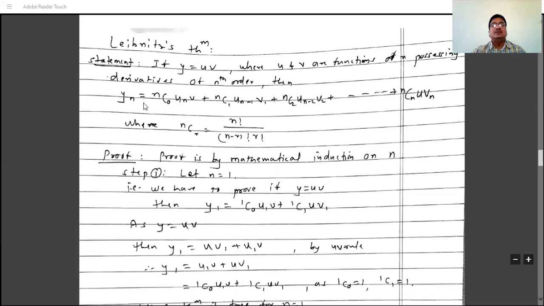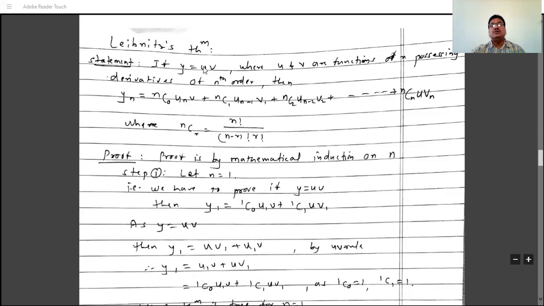The Leibniz theorem is used if you have to find the nth order derivative of the multiplication of two functions, that is y is u into v, then yn. The u into v rule of our 12th is a particular case of this theorem. If y is u into v, then y1 is u v1 plus v u1. The suffix denotes the derivative, u v dash plus v u dash. So that u into v rule of our 12th, the first order derivative of u into v, is the particular case of the Leibniz theorem.